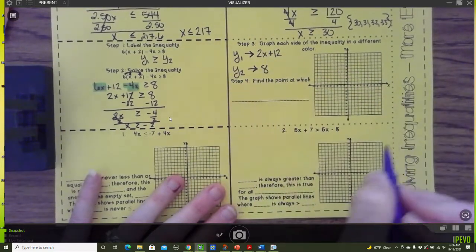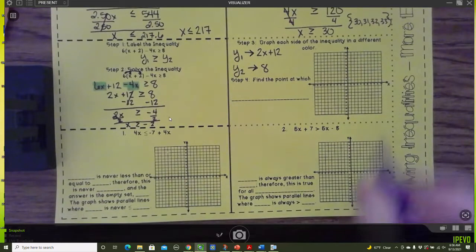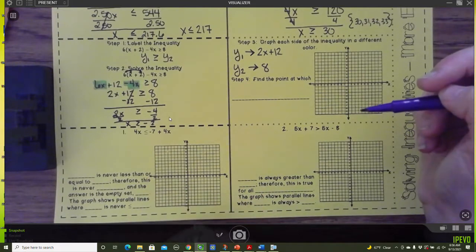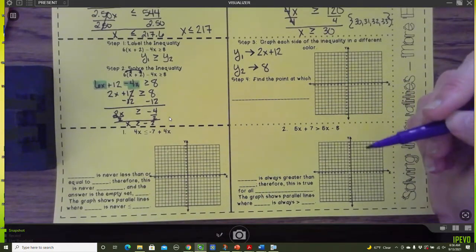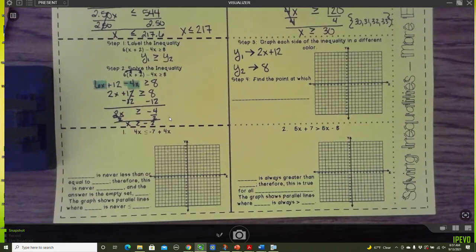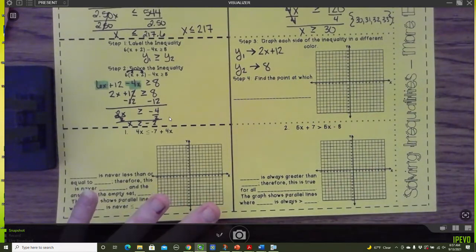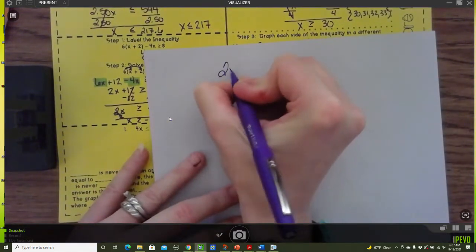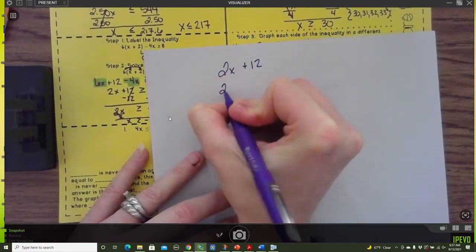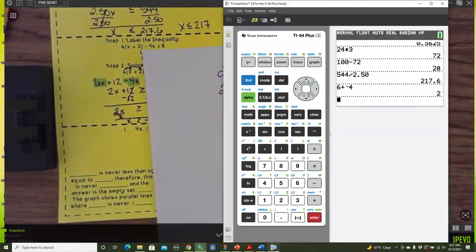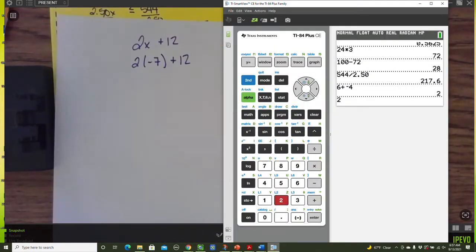All right, 2x plus 12 means that that line is going to cross the y-axis at 12. But my y-axis does not go that far. So what I'm going to do is plug some numbers in that I know will work. Let's plug a negative 7 in for x. So we said 2x plus 12. I can plug any value in there for x. And in my calculator, I just type it in. Negative 7 plus 12, and I get negative 2.